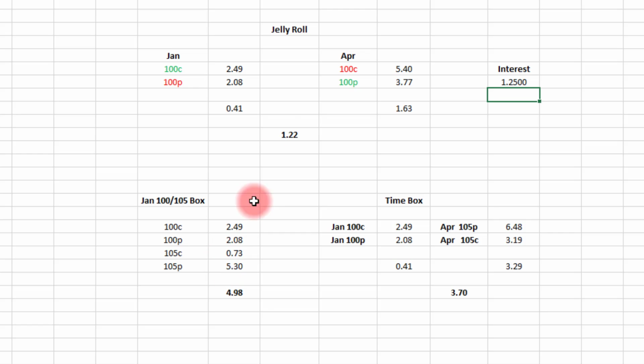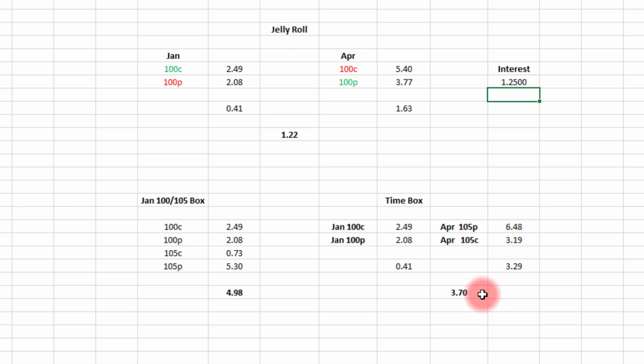So now that we have a box spread and a jelly roll, here's the time box. Using these option prices from a pricing model, we can see that it would cost $3.70 for the time box. Notice there's a big difference. It costs us almost $5 for the box spread. Why is it so much cheaper for the time box? Because you're buying for 100, you're collecting 105, but you're having to wait a lot longer. And therefore, it gets discounted more.